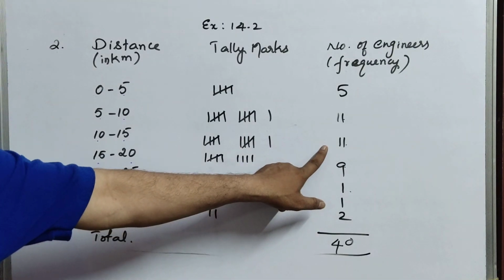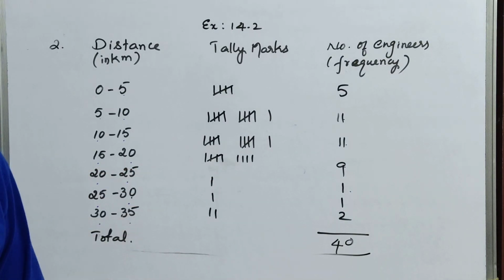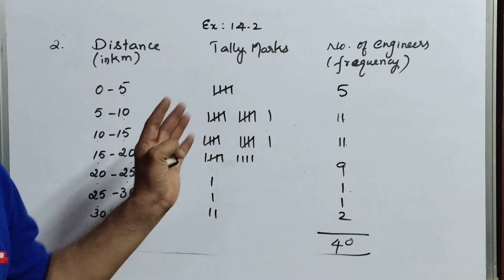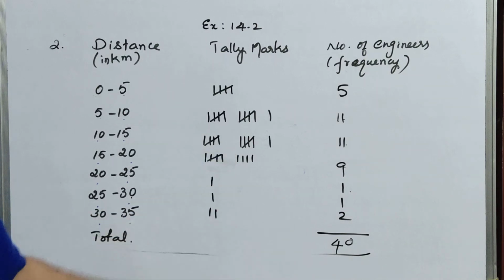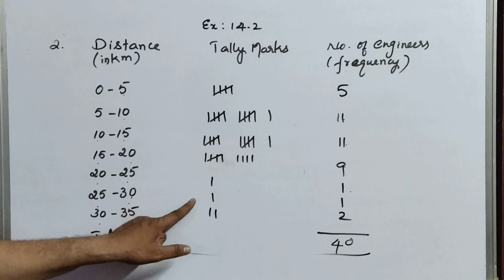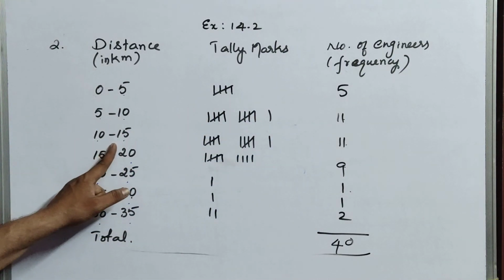Next, what we observe: the distance in kilometers from the residence to their workplace, all are traveling kilometers. To the minimum number, minimum means less. So where is it less here? 20 to 25 and 25 to 30. So 2. Okay. So here you can write 5 to 10 and 10 to 15.